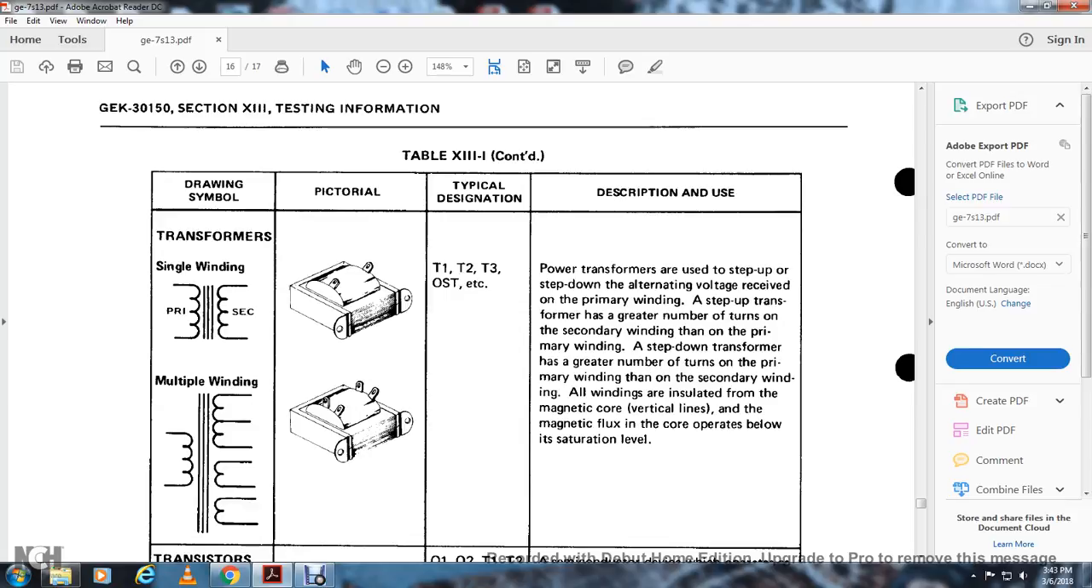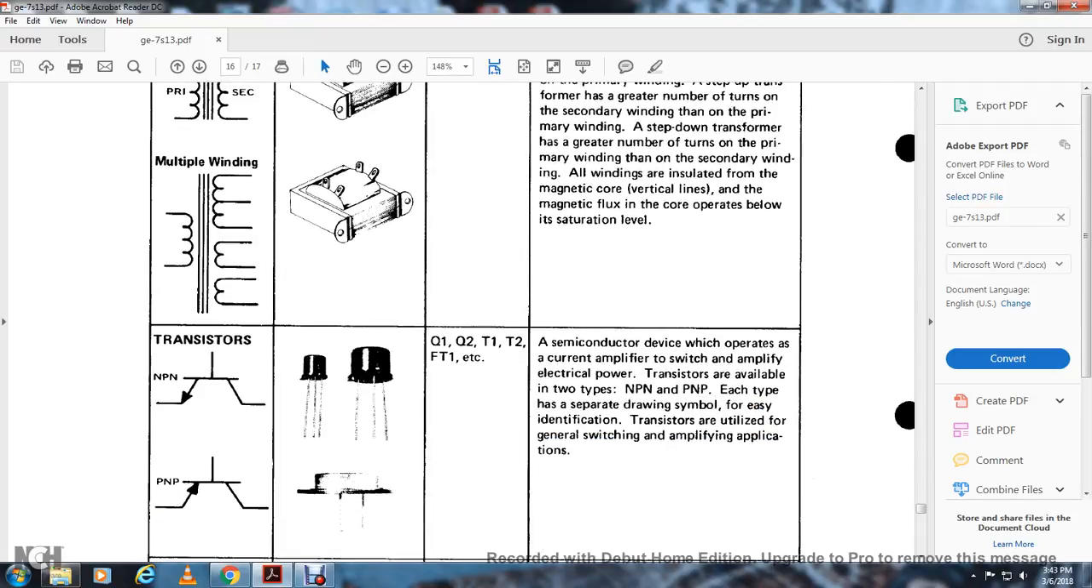Alright, power transformers use a step-down setup with alternating voltage on the primary winding. A step-down transformer has a great number of turns on the primary winding compared to the secondary winding. All windings are insulated from the magnetic core, shown by the vertical line, the magnetic flux, and the core operates below the saturation level.